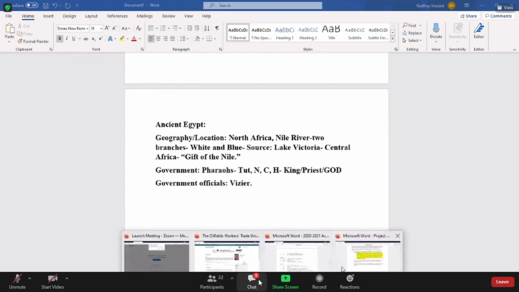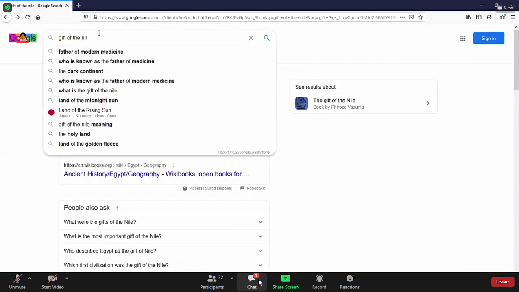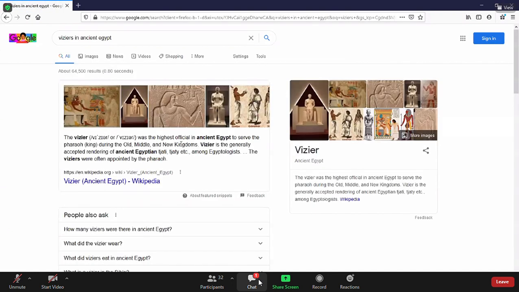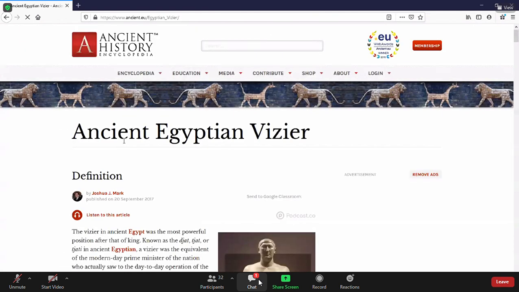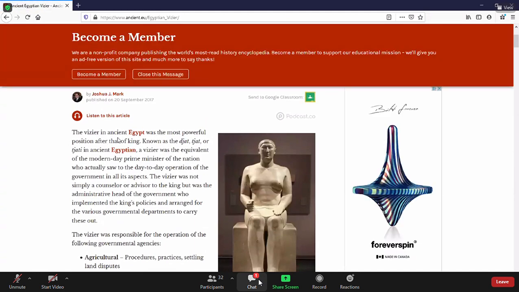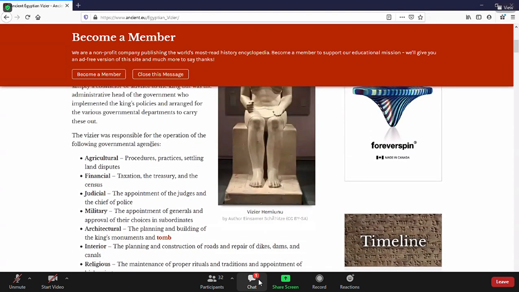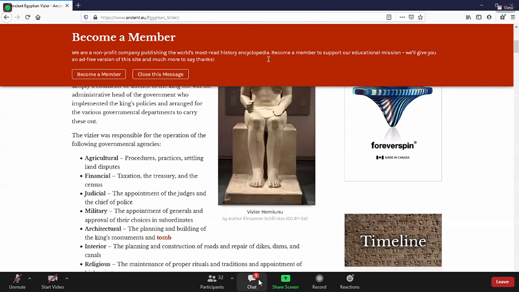Again, if you want to know if that is true, let's go to the tape. Let's go to the evidence. Viziers in ancient Egypt. Who are the viziers? Again, you go to the Ancient Egypt Online website. This is a vizier. The vizier was the most powerful position after the pharaoh. And these were his functions. He was responsible for these government agencies. So if you have to tell me who a vizier is, you have to define it and document these things.